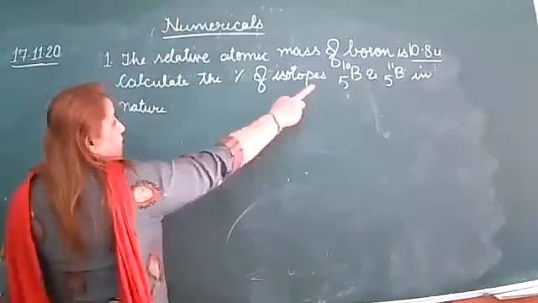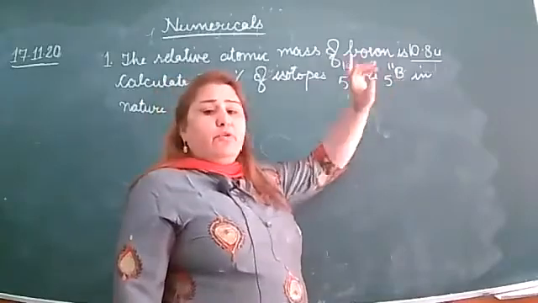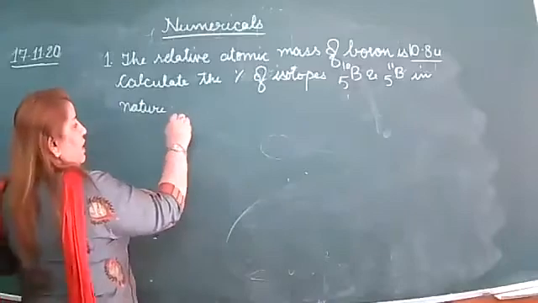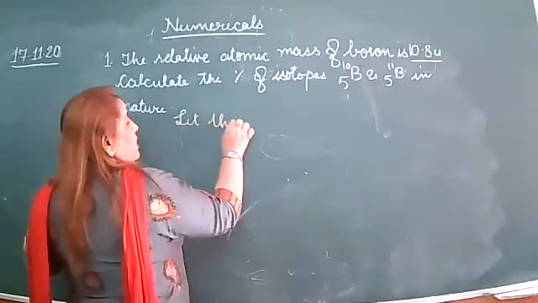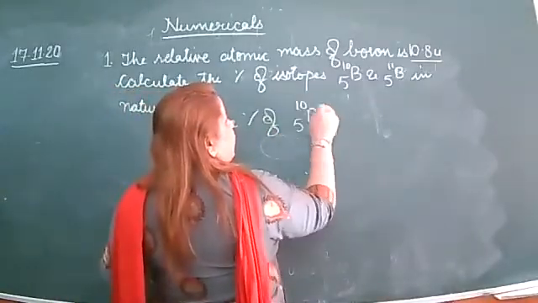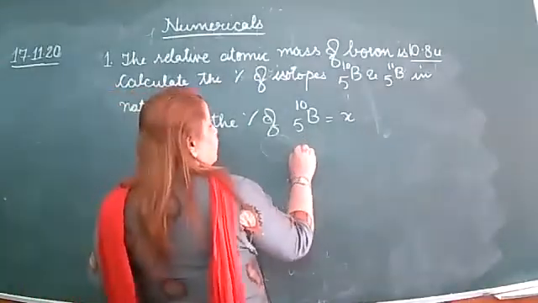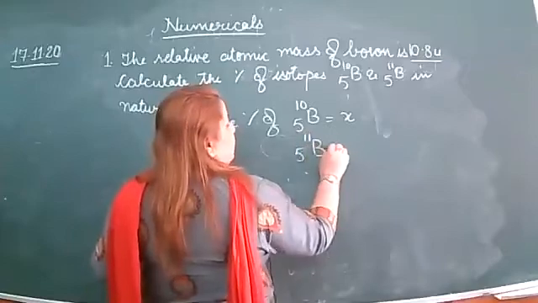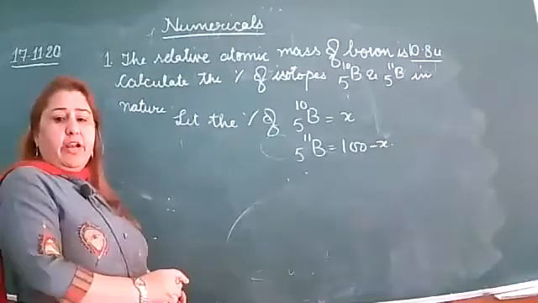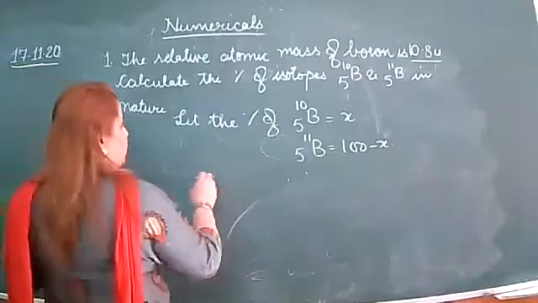Let's see. We have been given, in this question, 5 boron 10 and 5 boron 11. That means we don't have the percentage. So what we will do, let the percentage of 5 boron 10 be X, or A, you can say. And what is the percentage of 5 boron 11? That is 100 minus X. Is this point clear? We will assume the percentage of these two.